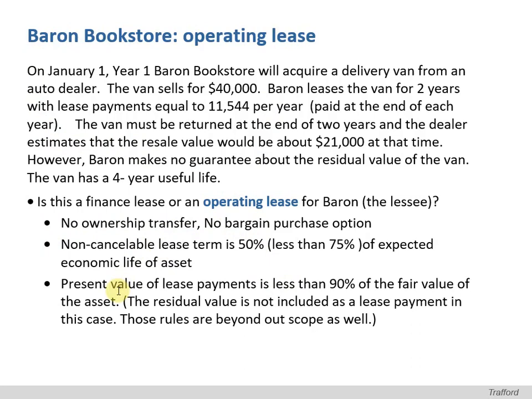In this case, we do not have to include the residual value of the asset that gets returned to the lessor as one of our lease payments. When you have guaranteed residuals, things can get complicated, and that might have to be considered, but those rules are certainly beyond our scope. In this simple situation, the present value of the lease payments would just be the present value of these 2 payments of $11,544 each, and that's certainly less than the $40,000 value of the leased asset. As a result, we haven't met any of the criteria. We definitely have an operating lease.